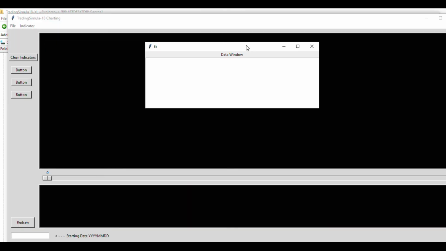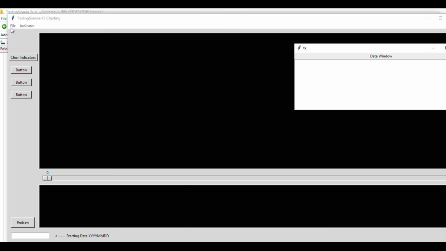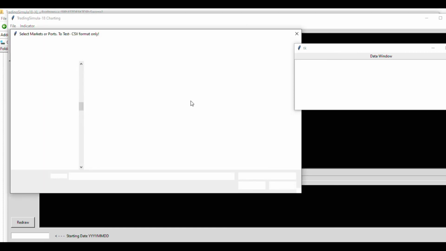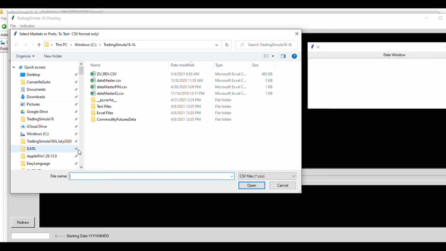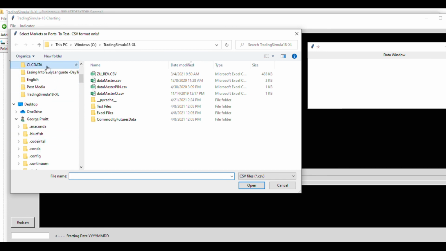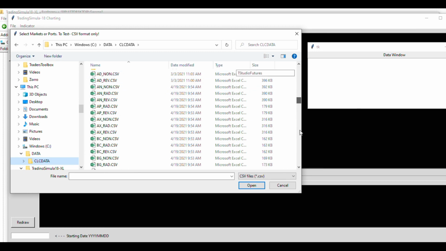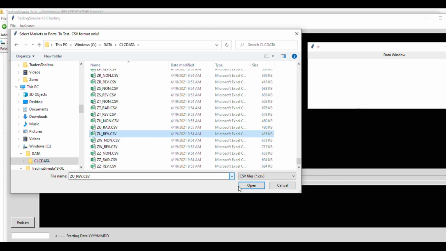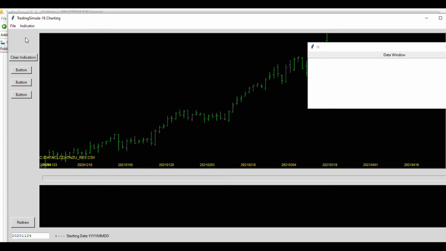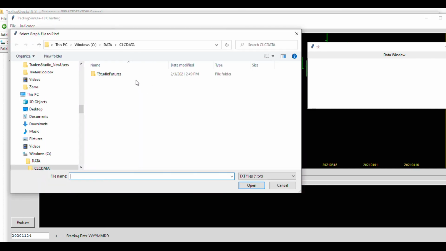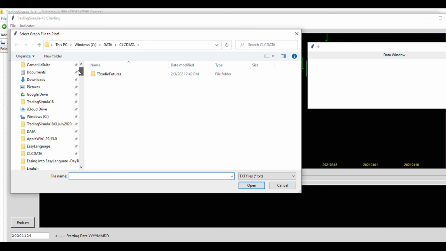Here again is my Trading Simula 18 charting package. You need to plot the data that the algorithm is applied to first, or one of the markets. It could be multi-markets, but you want to pick one market that is in the portfolio of the algorithm that you've just tested. So we need ZU. We're going to load that data up. There it is. Let's load the trades file now. This is a little bit of a demonstration of Trading Simula charting as well. And like I said, I will give this beta version away.